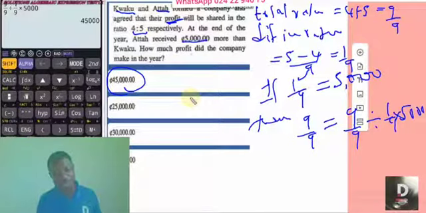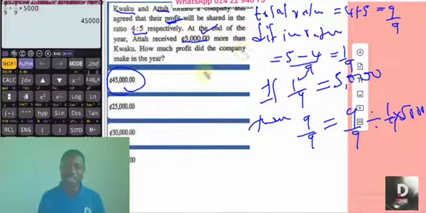So assuming you worked and you got 40,000 or 4,000, it means you have done something wrong somewhere. Because the difference between them cannot be 5,000, only for you to know that the amount they shared was 5,000 or less. That's impossible. So these are some of the analysis you must also do. Alright, let's move to the next question.